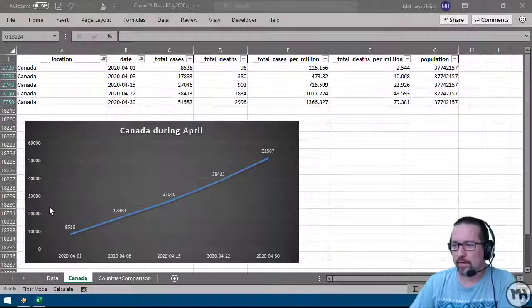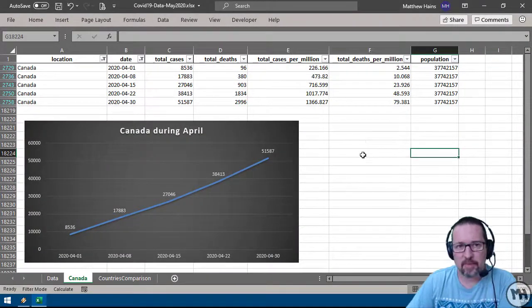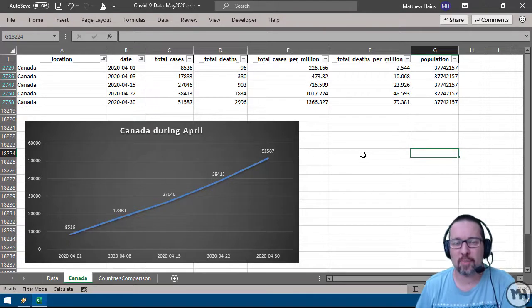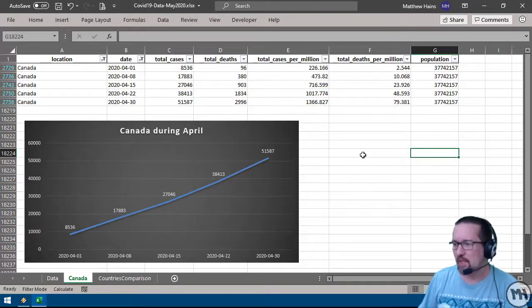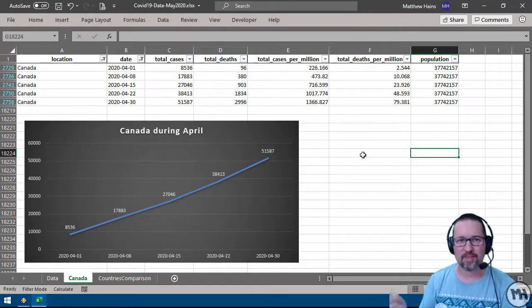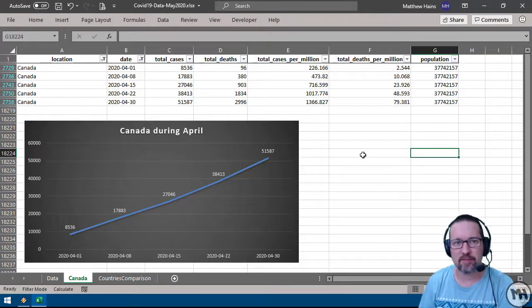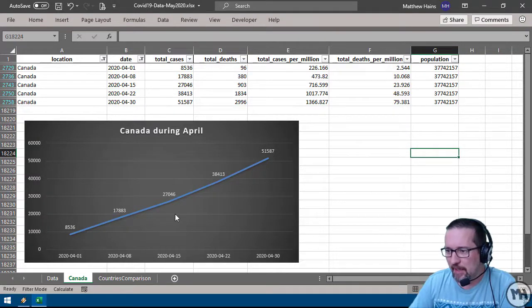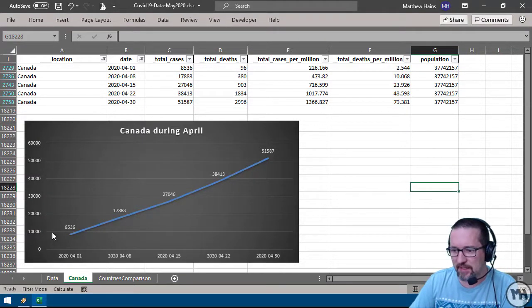Hey guys, one of the things I wanted to point out when we are using graphs and charts in Microsoft Excel is that we're able to interpret the data because of these graphs and charts. We're able to make assumptions or deductions based on what we see. Here's an example. In this graph, I have a timeline.